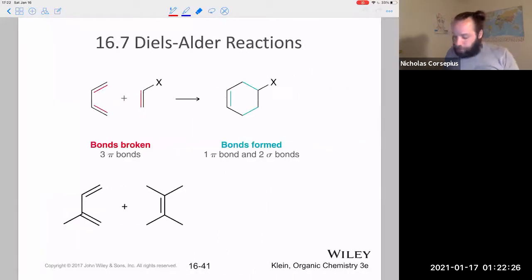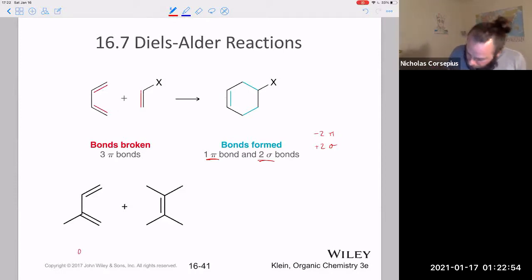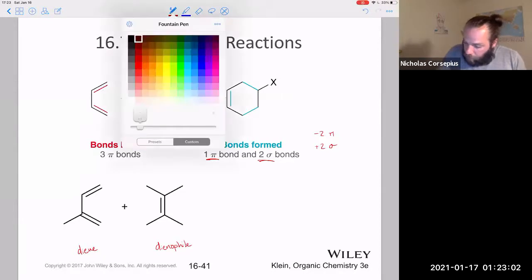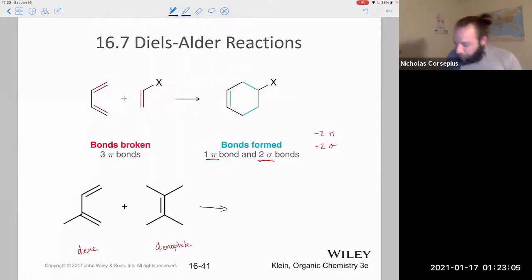Okay, so first of all, in terms of starting out with our substrates, we have 3 pi bonds that are being broken. And on the product side, one of those pi bonds is going to be formed as well as 2 sigma bonds. So that's how we have the net loss of 2 pi bonds and gain of 2 sigma bonds that we learned about on one of those first few slides. Again, the key here is where are those new bonds being formed? So let's take a look. Here is my diene, and here would be my dienophile. And now can you predict for me what the product of these reactions would look like?